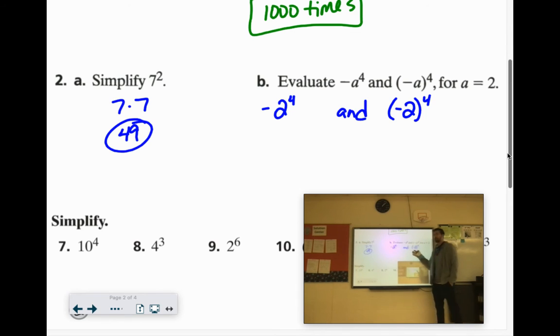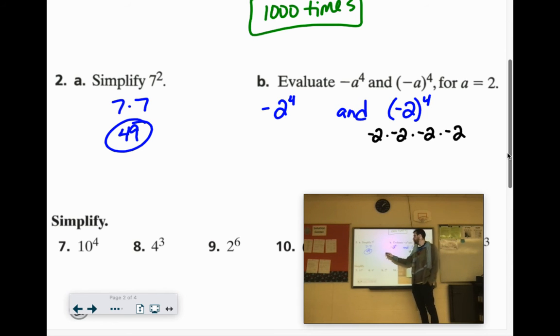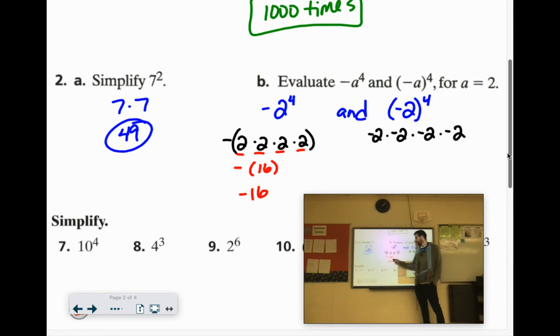If it is in parentheses, that means the negative is being multiplied each time. Negative 2 times negative 2 times negative 2 times negative 2. Over here, it's saying the opposite of 2 to the fourth. So the opposite of 2 times 2 times 2 times 2. 2 times 2 is 4, times 2 is 8, times 2 is 16. So this is saying the opposite of 16, which is negative 16.